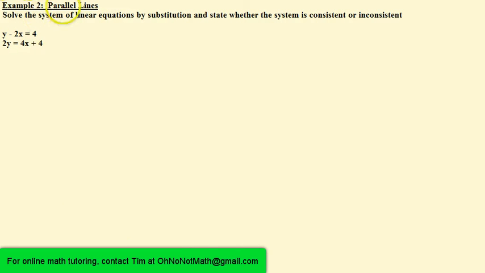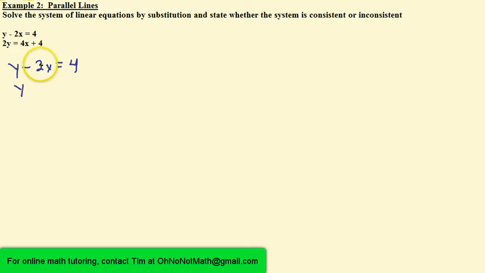This is an example of parallel lines. Again, the problem tells us to solve the system of linear equations by substitution and state whether the system is consistent or inconsistent. The two equations are y minus 2x equals 4 and 2y equals 4x plus 4. Step 1 is to solve one of the equations for one of the variables. Again, I'm going to take the first equation and solve for y because the y variable here has a coefficient of positive 1. So let me take that first equation, y minus 2x equals 4, and solve for y.